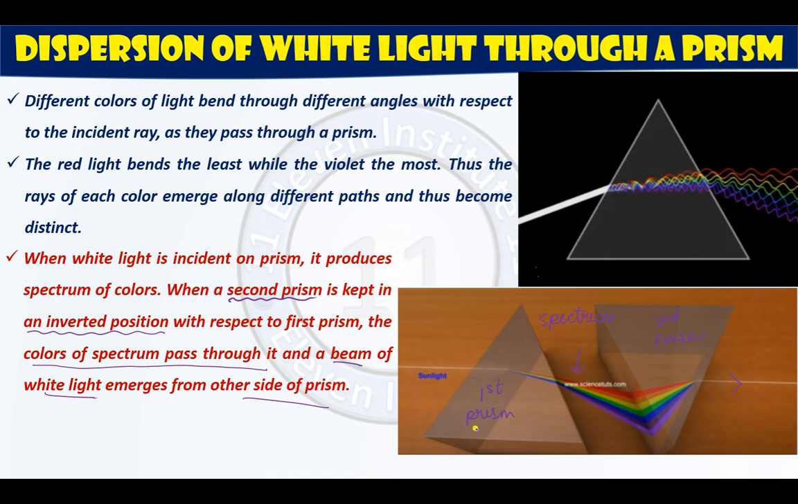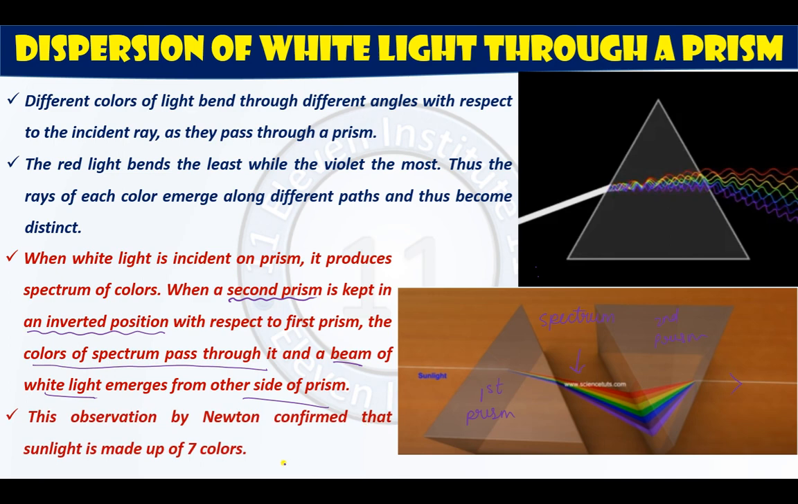I hope this image is quite clear to you. The observation made by Newton confirmed that sunlight is made up of 7 colors. Sunlight is made up of 7 colors, because when sunlight splits, or white light splits, we get 7 colors, and when the 7 colors are incident, we again get the white light. So this confirms that there are 7 colors, and it was confirmed by whom?